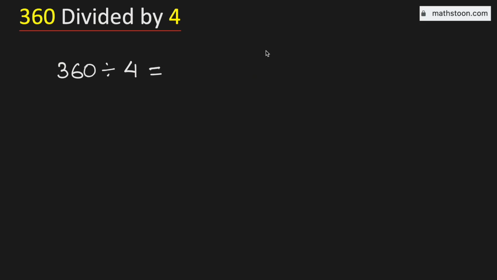Let's learn how to divide the number 360 by 4 using the long division method. Consider the first digit 3. It is less than 4, so we will consider the two digits, that is the number 36. We know that 4 times 9 is 36. Subtract, we get a 0.